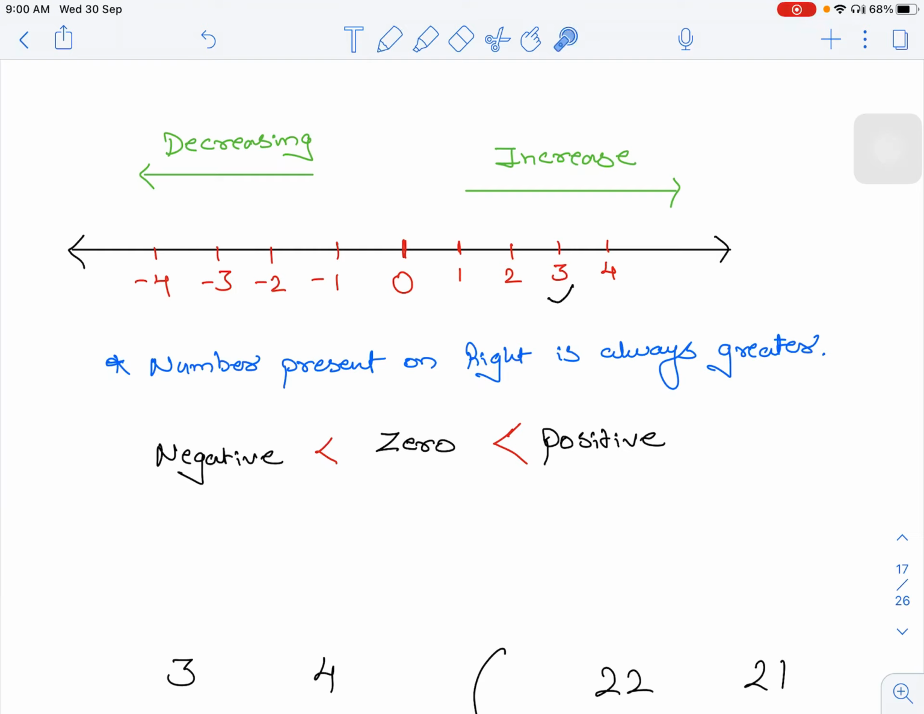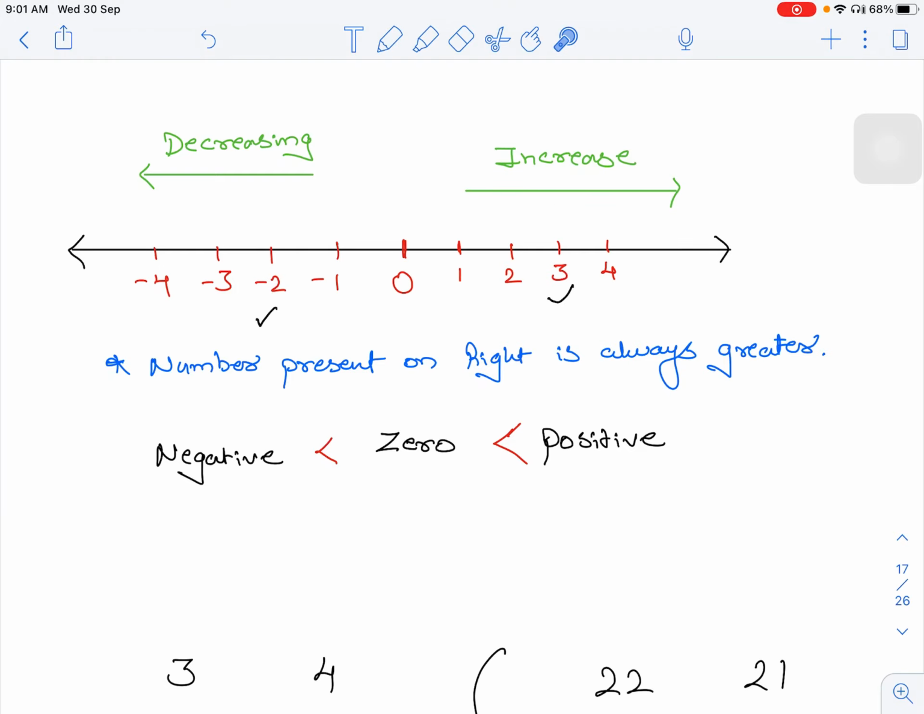Between minus 3 and minus 2, who is to the right? Minus 2 is to the right, so minus 2 will be greater. So it means that as we go from left to right, the number goes on increasing, and as we go from right to left, the number goes on decreasing. Finally we come to a conclusion that all the negative numbers are smaller than 0, and 0 is smaller than all the positive numbers. Now this is for integers.